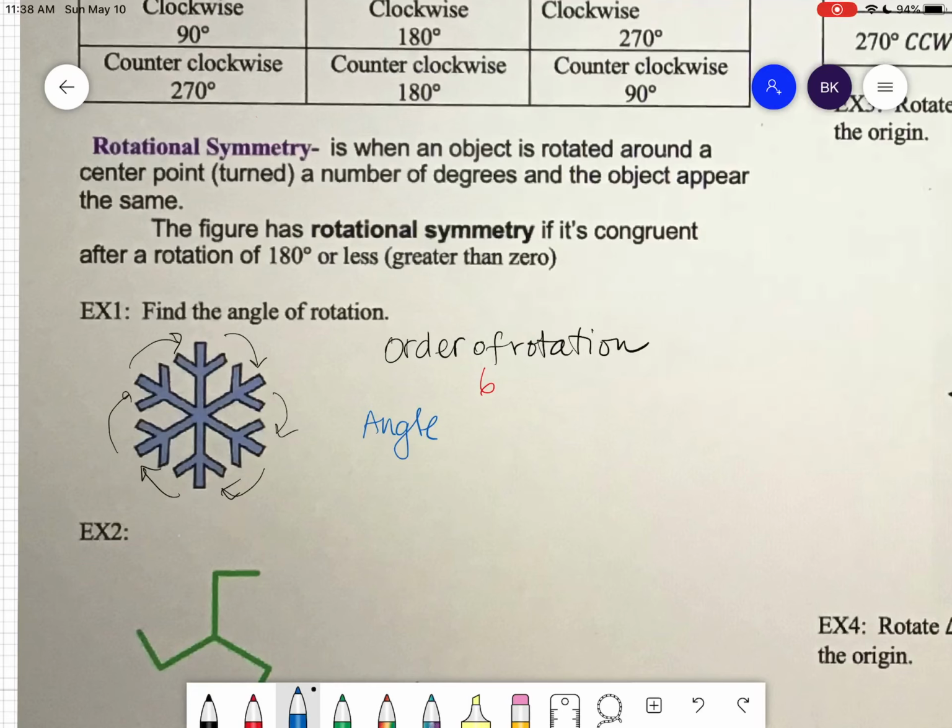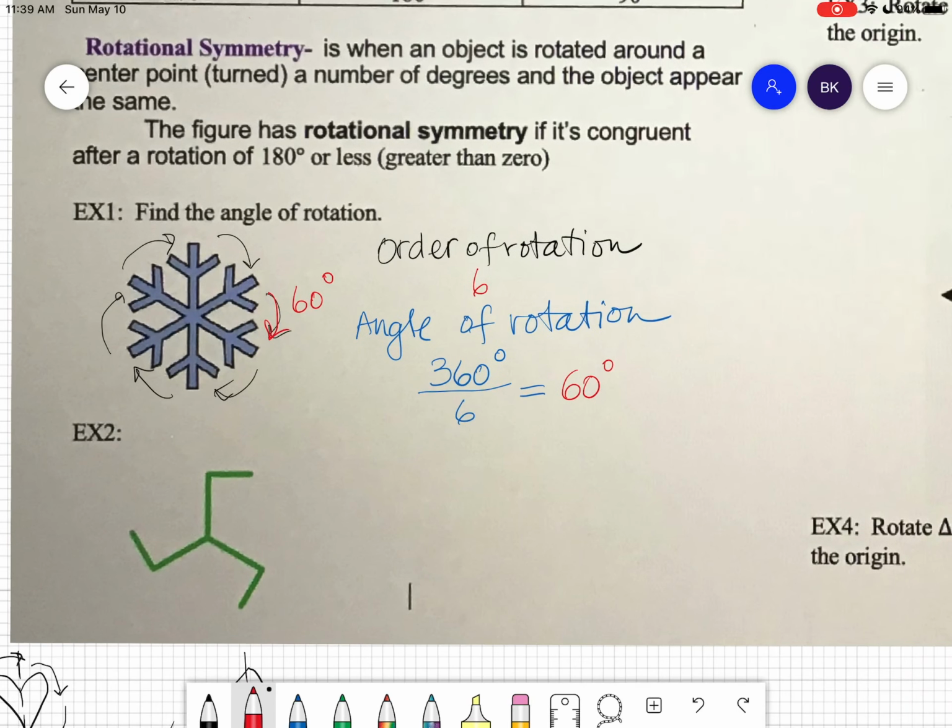So now we're going to find the angle of rotation. I know that the shape rotates 360 degrees, it's a circle, and I also know that the order of rotation is 6. So if you take 360 degrees and divide it by 6, you will get the angle of rotation, and that would be 60 degrees. So every time you rotate the shape 60 degrees, the shape will look the same, and you can do it 6 times in this particular snowflake. So the snowflake has rotational symmetry.